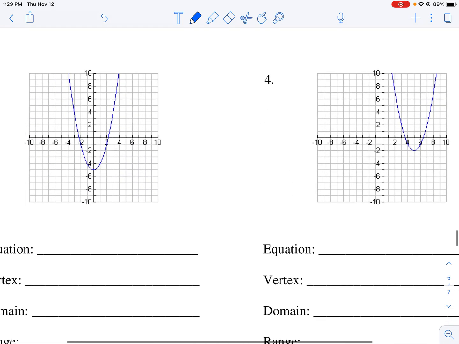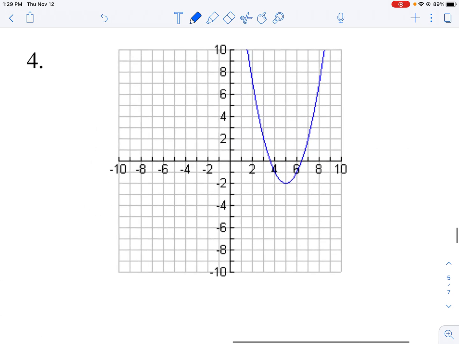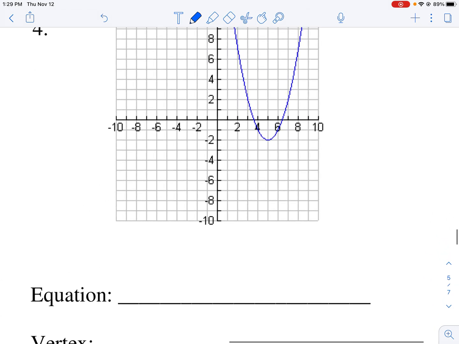Let's go to a different one that has a different vertex. It's kind of far away, like 4 here. I can put my point here, and I see my vertex is at 5, -2. So it normally starts at 0, 0, and it went right 5 and down 2 from there. So my vertex is going to have x minus 5 squared, and then minus 2, because it went down 2.